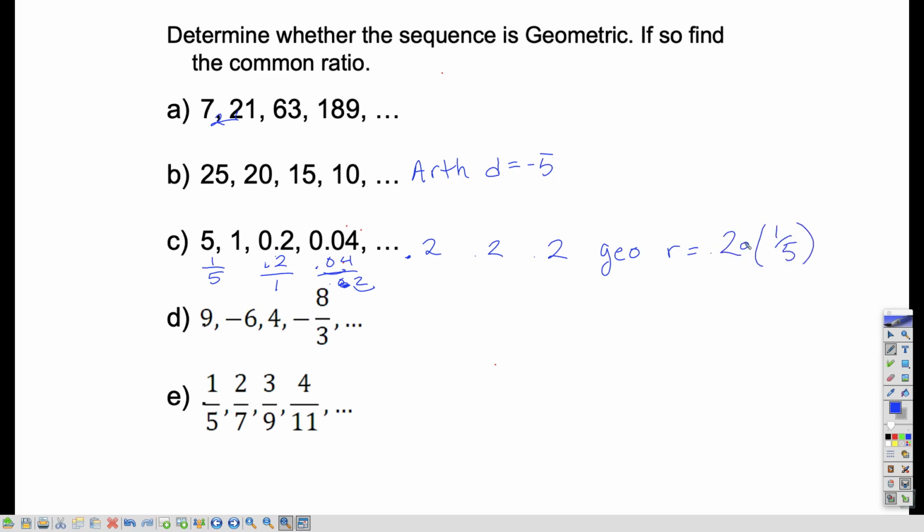I would probably use the 1/5 because I would rather use a fraction than a decimal, but 0.2 is an easy number, right? You just gotta remember.